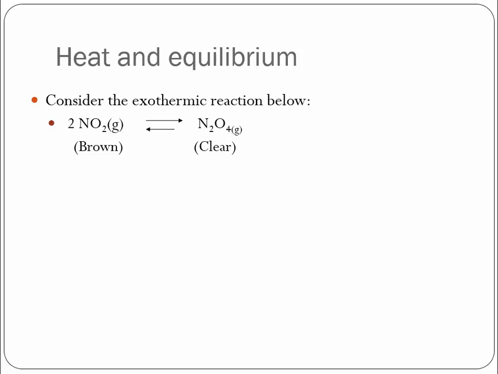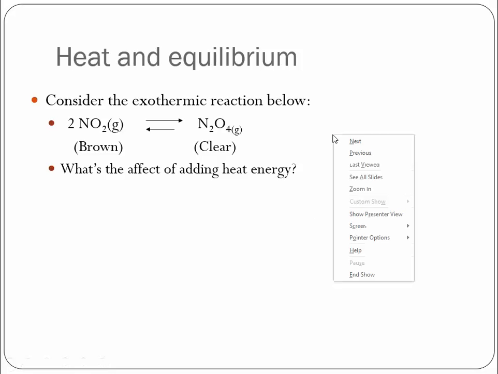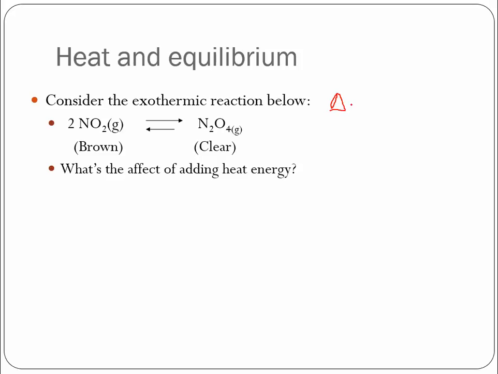So let's take a look at a for instance here. So we have this reaction. Notice it tells us it's exothermic. It says, what's the effect of adding heat energy? Well, all right, let's think about what we know here. So it's exothermic. A couple things that tells us there. We know that delta H is negative. Whoops, that's a terrible negative sign, but hopefully you get the idea. So we know it's negative.